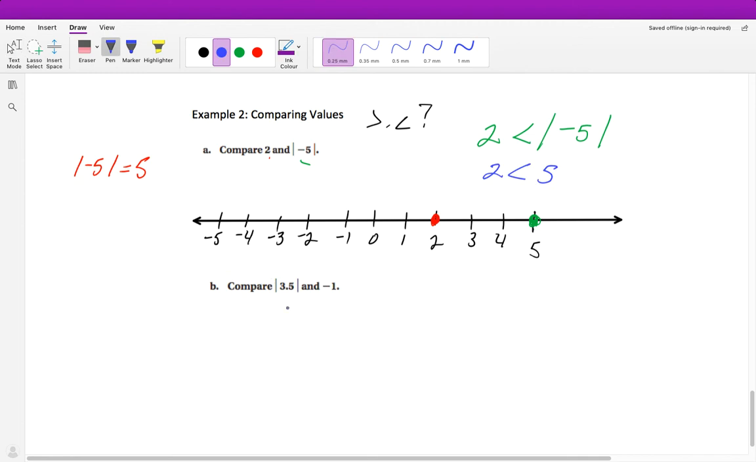From here, we're comparing the absolute value of 3.5 and -1. Well, I know that the absolute value of 3.5 is equal to 3.5, and 3.5 is greater than -1. So the absolute value of 3.5 is greater than -1. This one should jump out at you because we know that the absolute value is always going to be positive, so it will always be greater than any negative number. All right, that is it for this video.